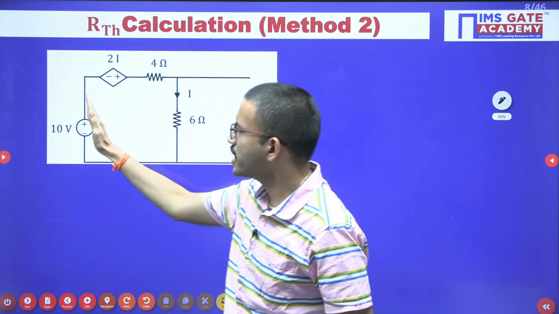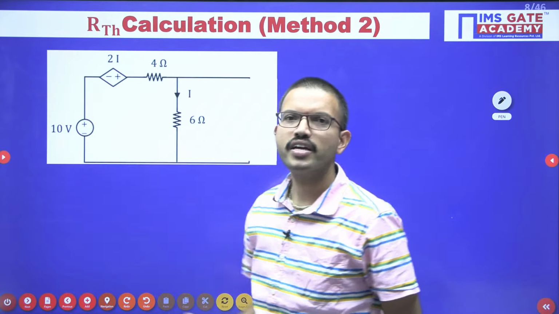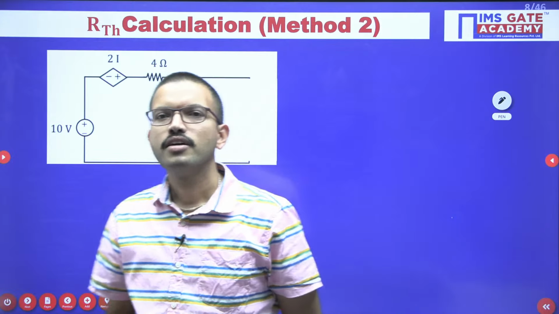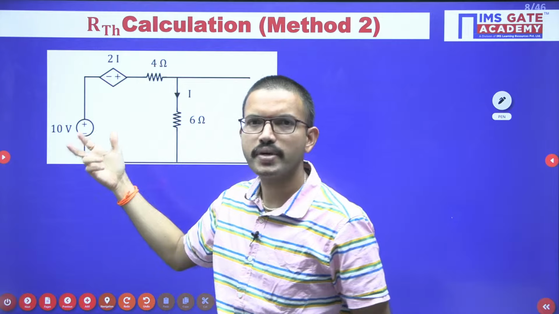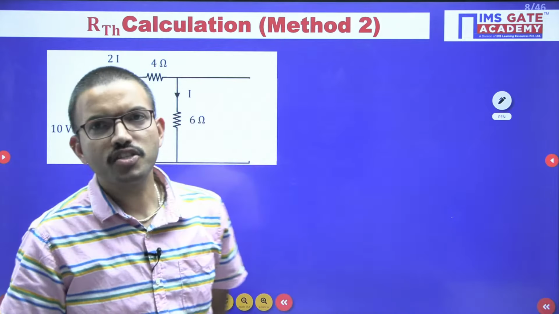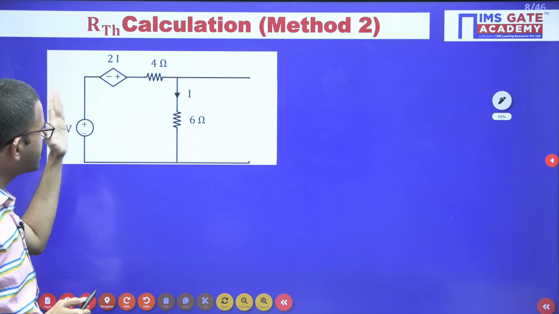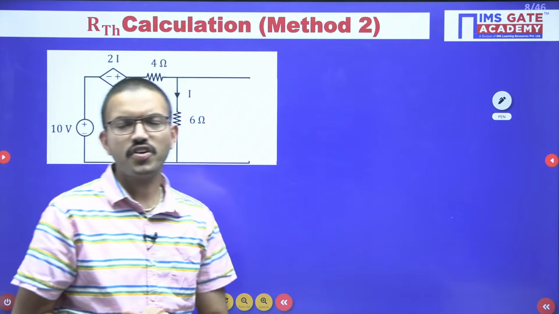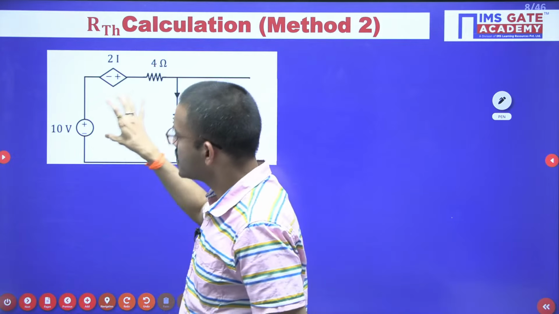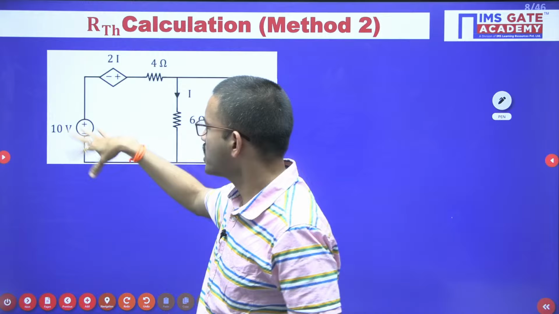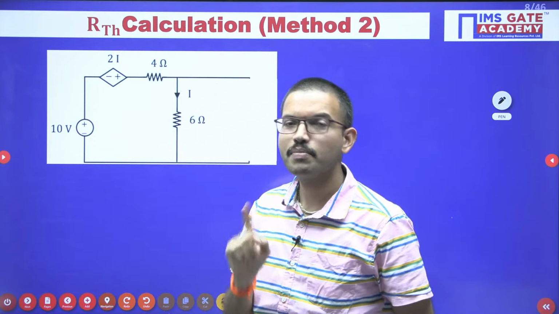That means here the 10 volt voltage source we have to make short circuit, right? If you had a current source, then we would make it open. Yes, very good, Manoj. So the first step is to make this independent voltage source short. Sometimes students consider the independent source and then use the test source method, but that is wrong.